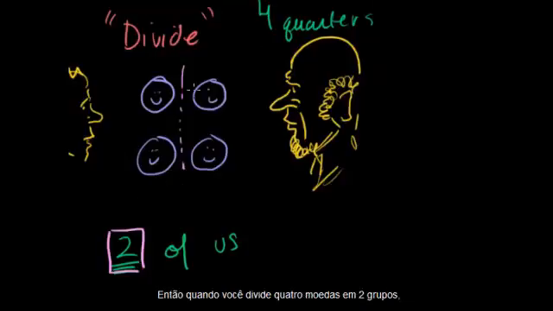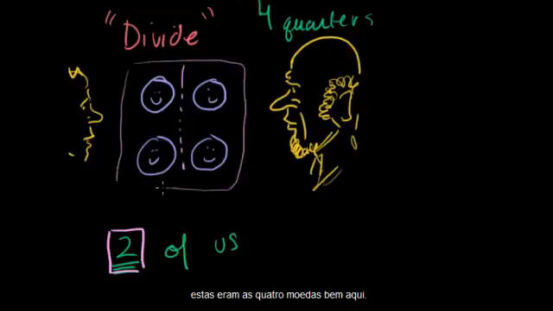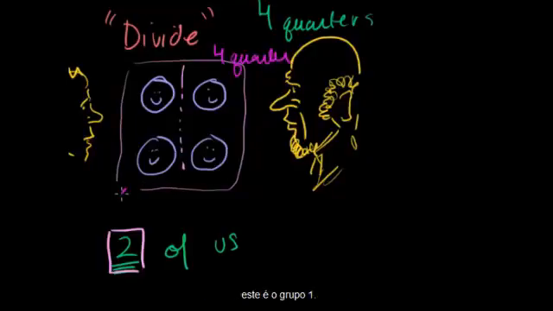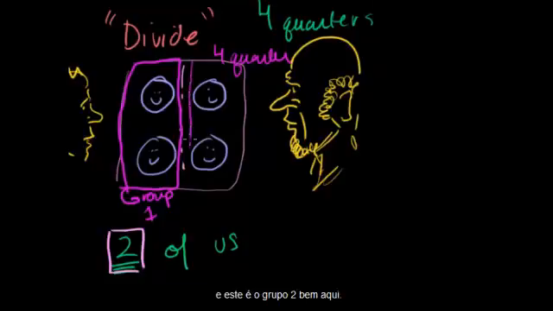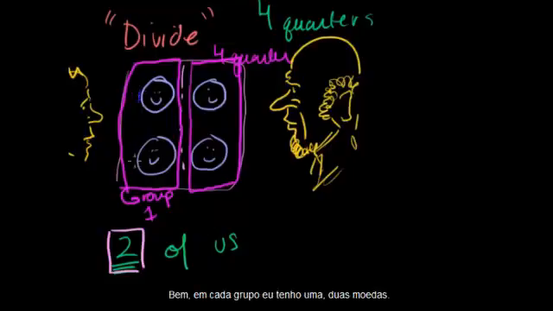So when you divide 4 quarters into 2 groups, so that was 4 quarters, and you want to divide it into 2 groups. This is group 1 right here, and this is group 2 right here. How many quarters are in each group? Well, in each group I have 1, 2 quarters. I need to use a brighter color. I have 1, 2 quarters in each group.